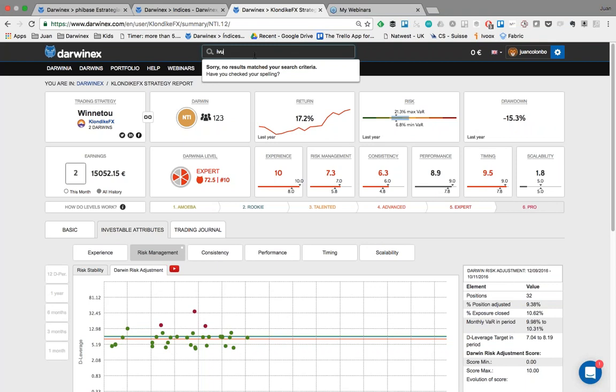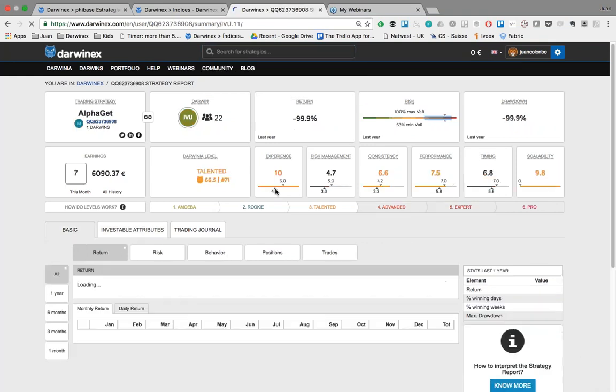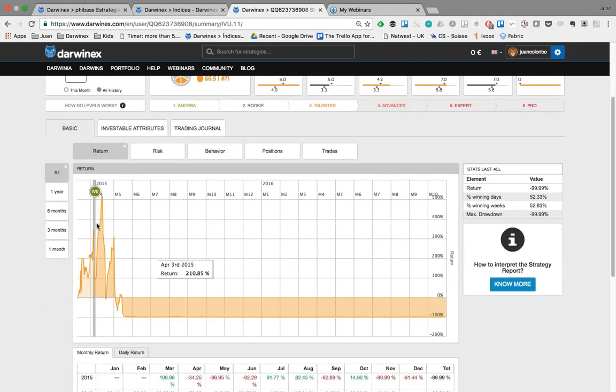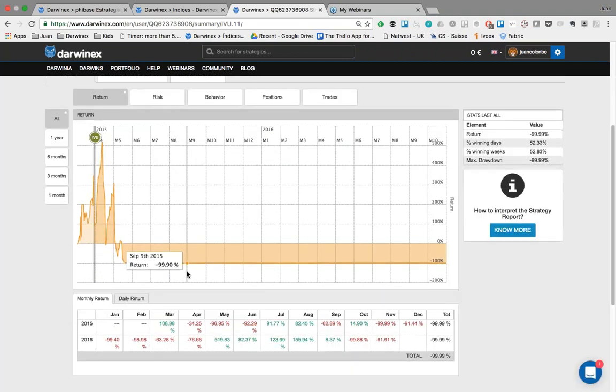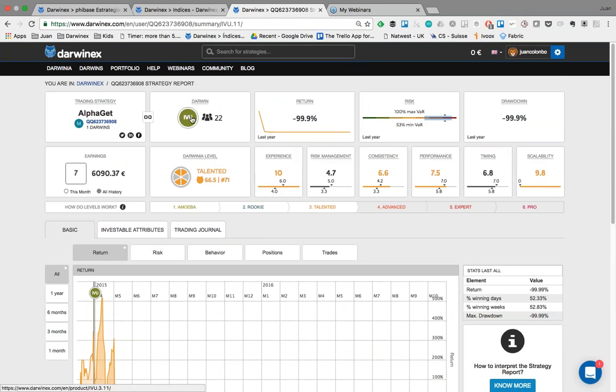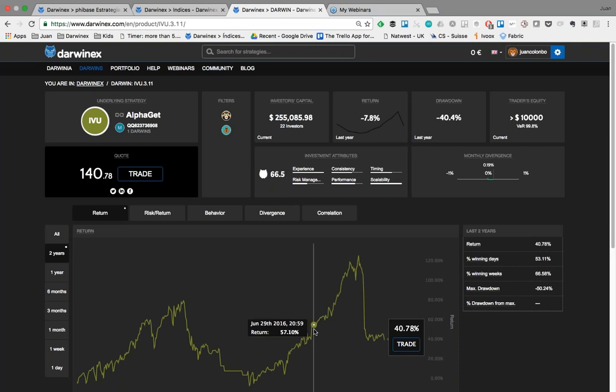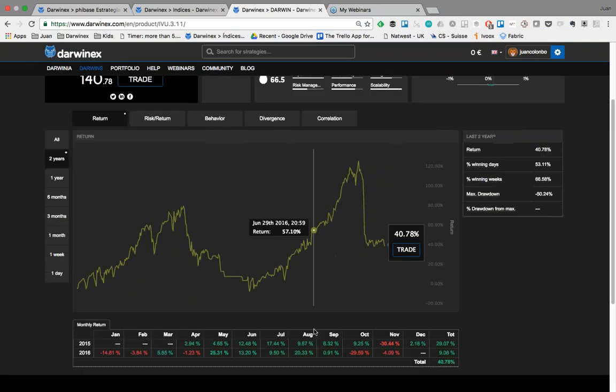If we go for somebody, say, like IVU, well, again, you've got the equity curve here, which is one shape, and you've got the equity curve of the Darwin, and basically both have very little to do with each other. Okay, not sure if that answered the question.